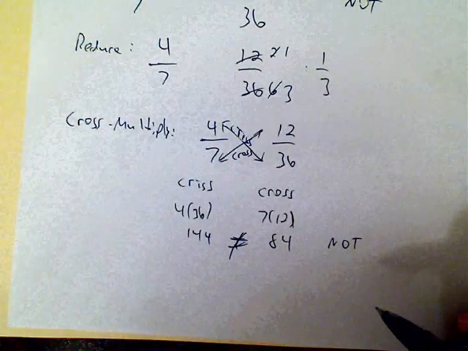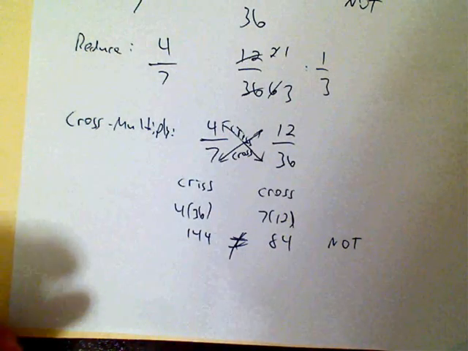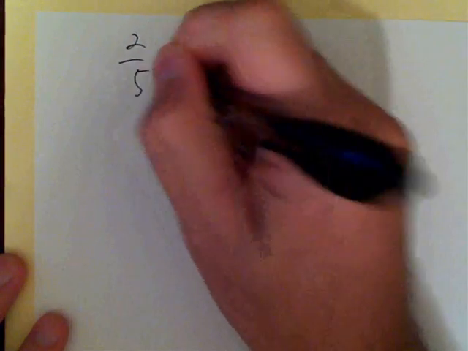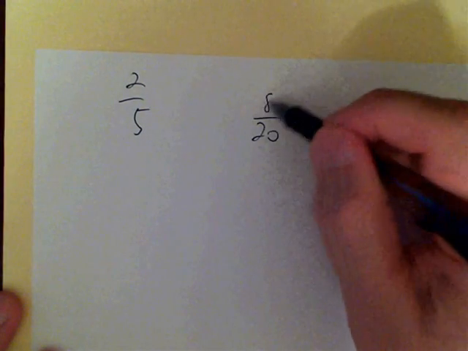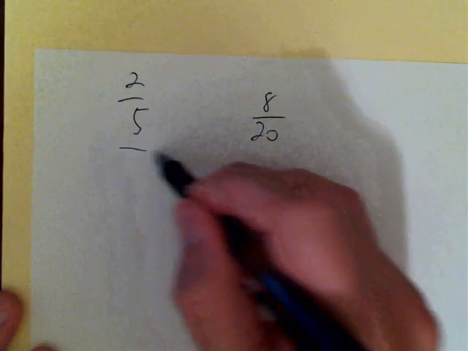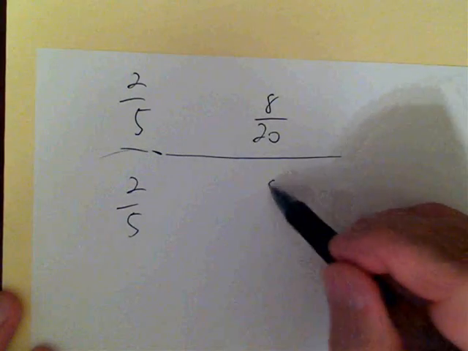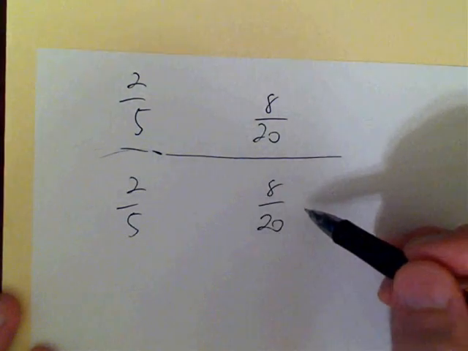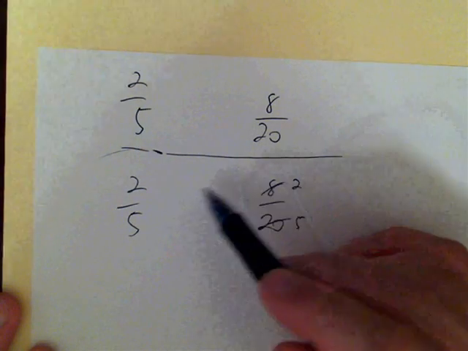Let's do a couple of fractions that are equivalent so you can see what's going on. Let's do 2/5 with 8/20. Once again, 2/5 is reduced. 8/20, let's see if it reduces. What goes into both 8 and 20? 4. 4 goes into 8 2 times. 4 goes into 20 5 times. Does 2/5 equal 2/5? Yes, it does. So yes, those are equivalent.